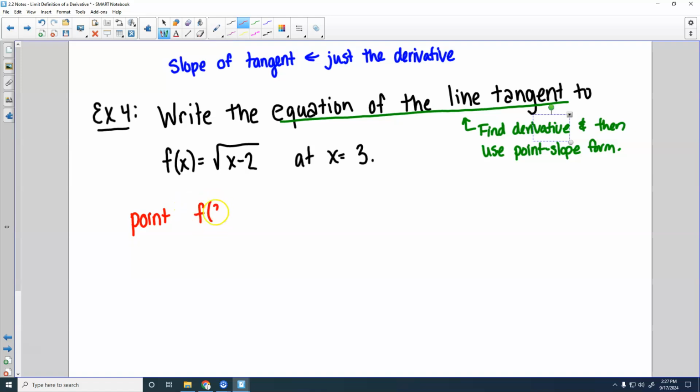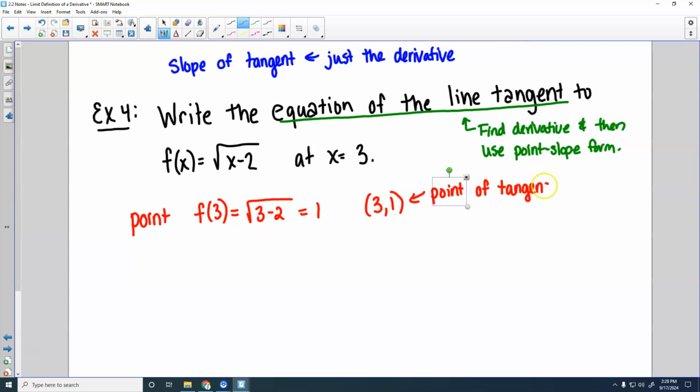Make sure when you do this, you label it. f of 3 equals square root of 3 minus 2. And that's just going to be square root of 1, which is 1. Okay, so our point, f of 3 equals 1. That means our point (3,1) is what's called the point of tangency. That just means that single point where it barely touches the graph.